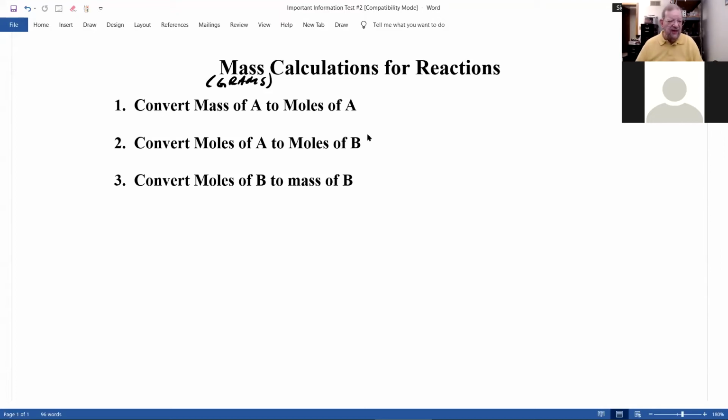And the first step, you convert whatever you're given in grams to the moles of that compound. Second step, you take whatever you just calculated, the moles of A, and you convert to the moles of what you're trying to get to. In this case, it would be sodium chloride. And finally, you convert the moles of whatever you just found, B, to what you're trying to get to. Remember, mass is for this class grams of B. So let's do it.